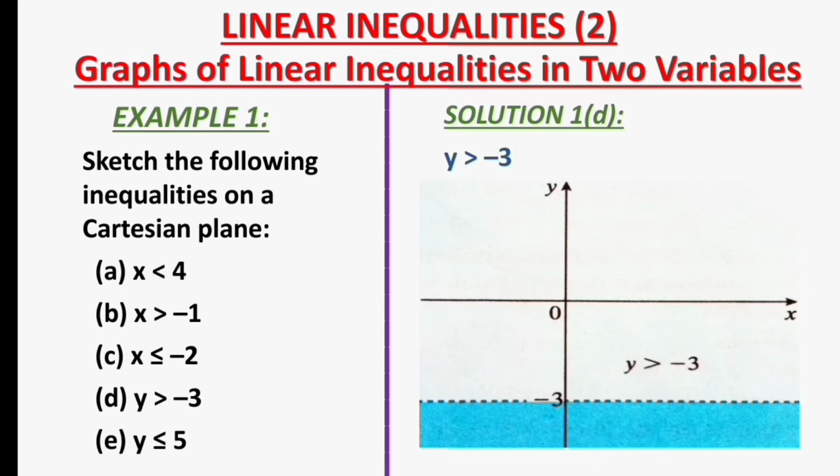Since we are shading off the unrequired region, we are going to shade the region below the broken line through -3 and leave out the region above the broken line as the required region, while the region above the broken line remains unshaded as the required region for y is greater than -3.